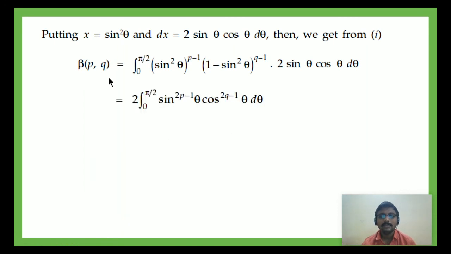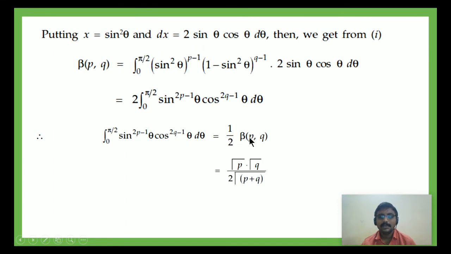So on simplifying, we get 2 into the integral from 0 to pi by 2 of sine square theta whole power p minus 1, which is sine power 2p minus 1 theta. Then it is 1 minus sine square theta. But what is 1 minus sine square theta? Cos square theta. Cos square theta whole power q minus 1 is cos power 2q minus 1 theta. So on simplifying, just taking 2 on the left hand side, or dividing both sides with 2, it is the required value.